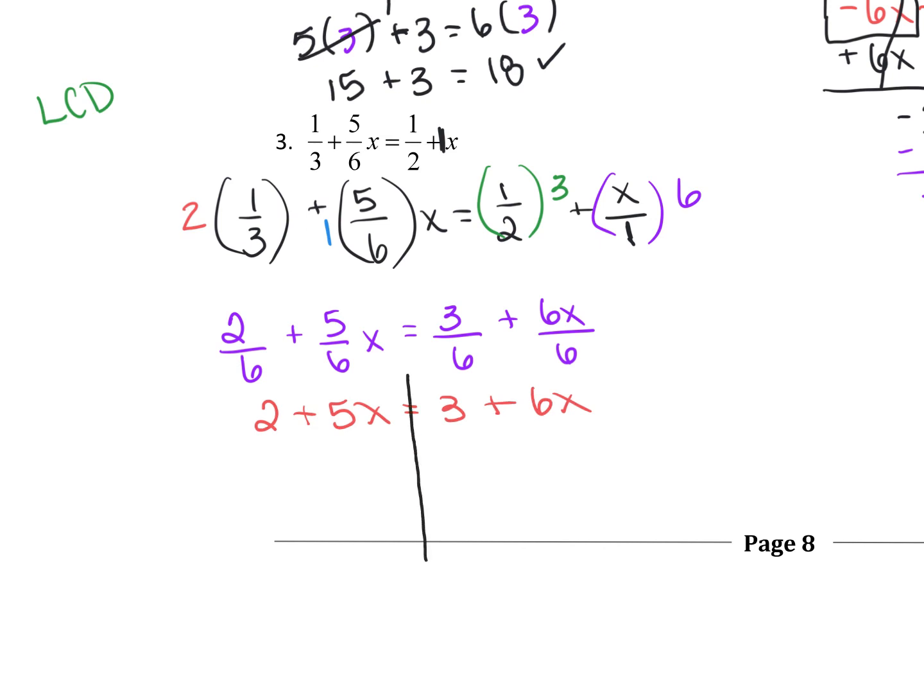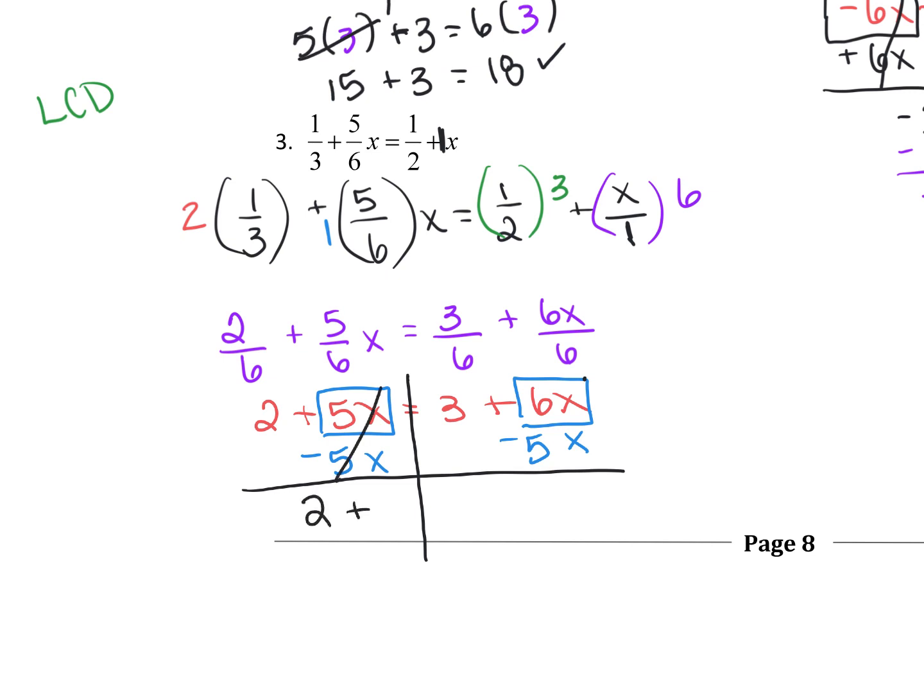We'll go ahead and isolate the variable by adding or subtracting first. So notice that it's bigger on this side, the 6x. Look at my x's, it's bigger at the 6x. So I'll subtract 5x on both sides. This will go away, and then I'm left with 2 is equal to 3 plus x. Again, I want to get the x by itself.